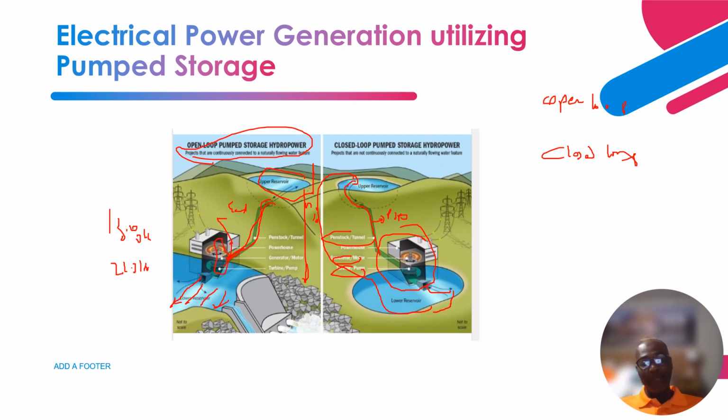The generator starts generating electric power, and it goes through a step-up transformer, then up to the transmission network. So that is how a pump storage system generates electric power.